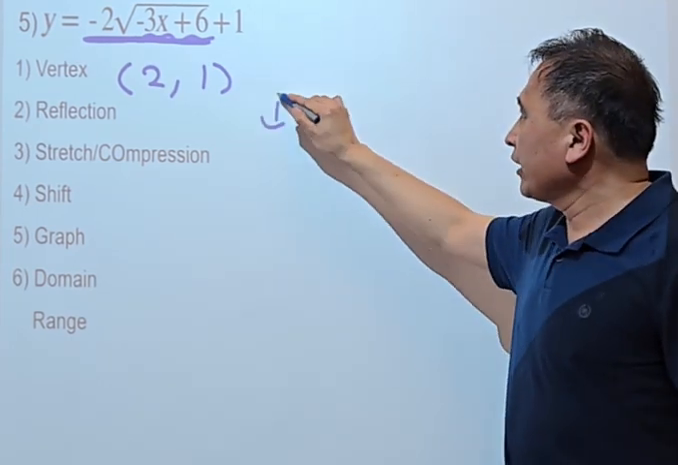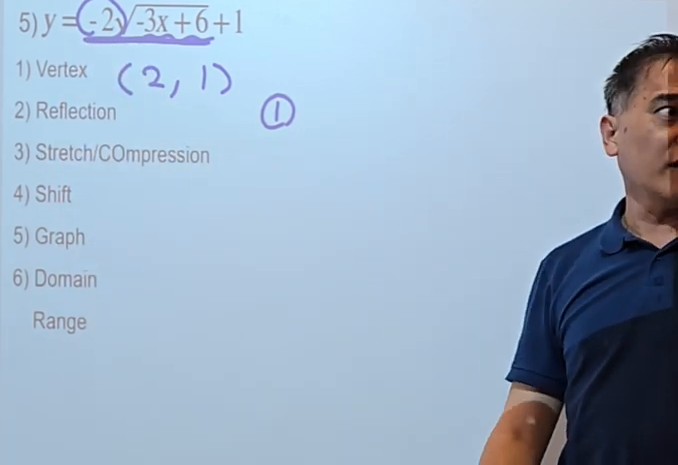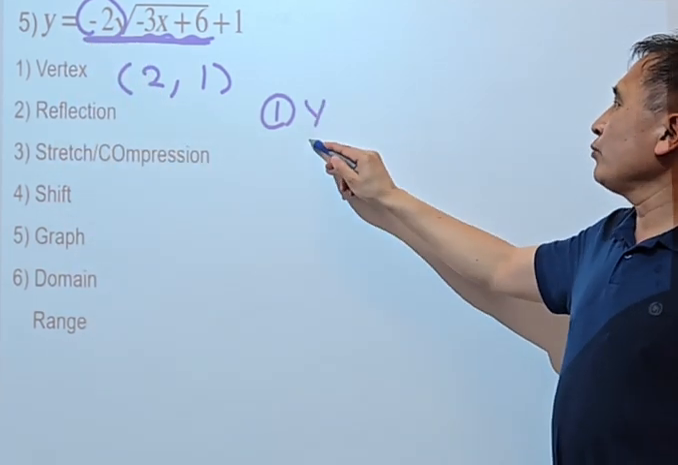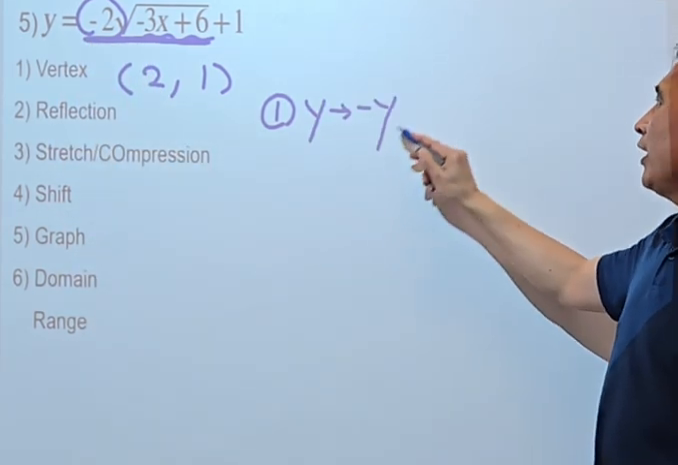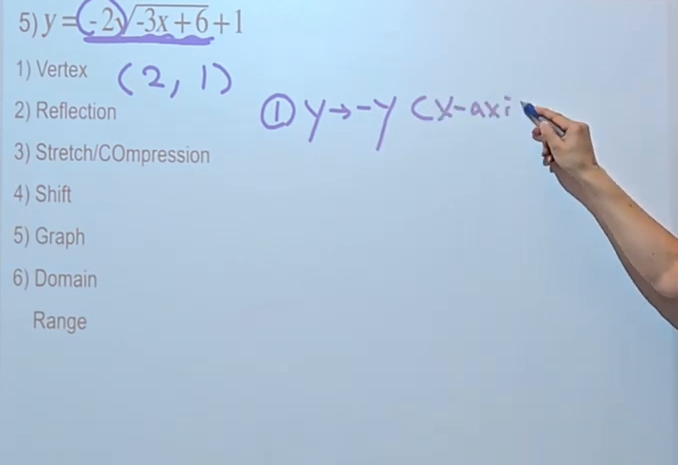And then let's find the transformation. All the time, outside, inside. First, outside, I see a negative sign first, right? Outside, negative means y becomes negative y. X-axis reflection.